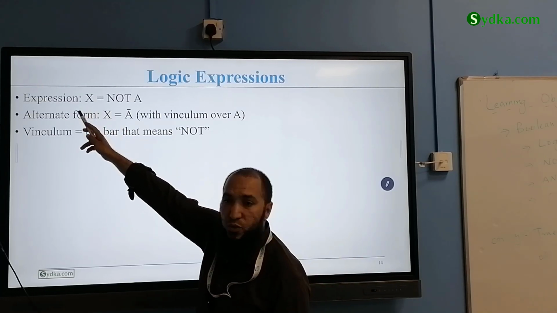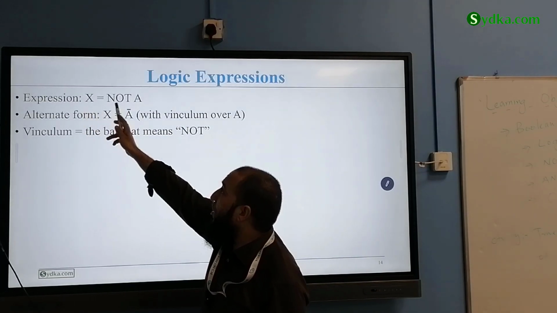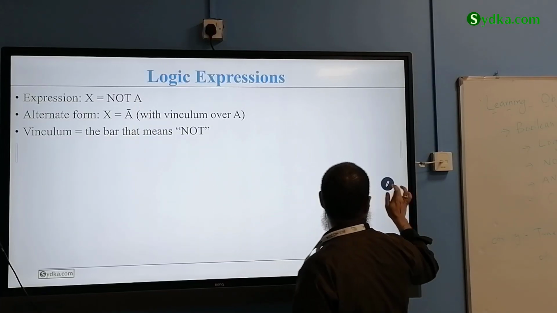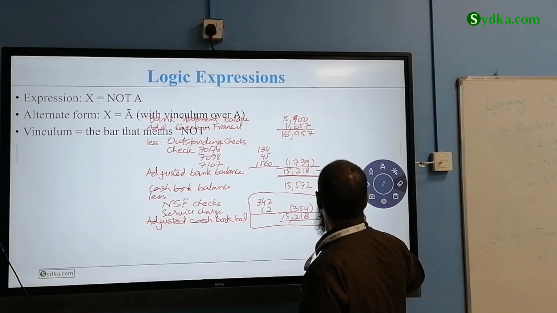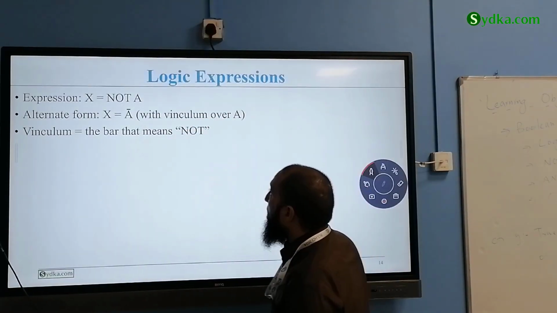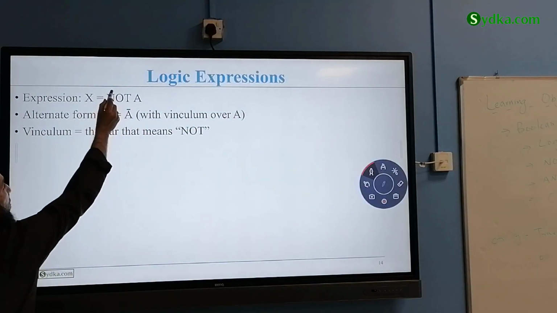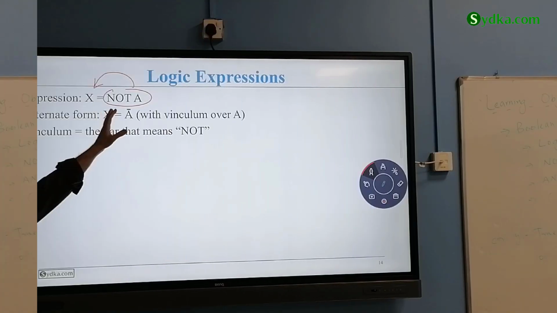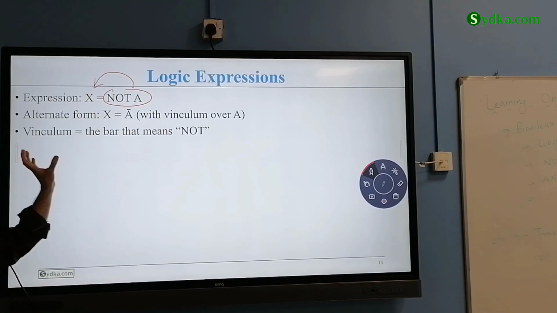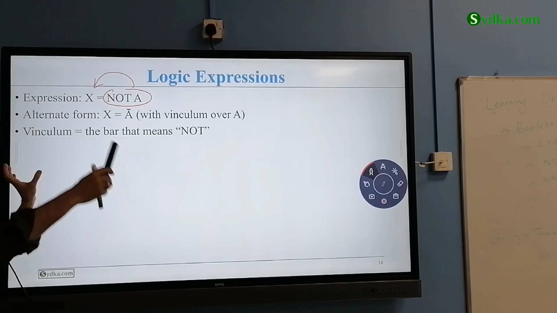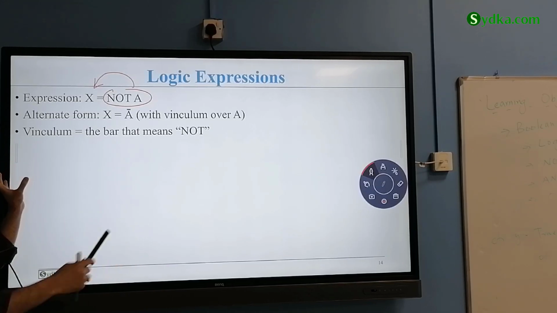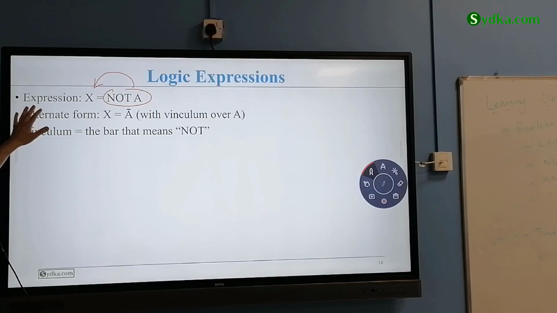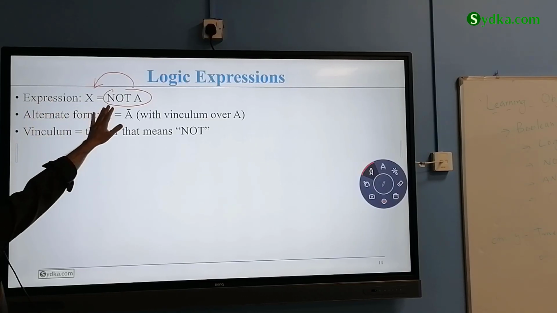The way we do it is X, which is output, equals NOT A. So we say that X takes the value of NOT A. We assign this value to this one. Remember that, same as in programming. We have the variable on the left-hand side and assign whatever is on the right-hand side of the equation. This is one expression. So we write X is equal to NOT A.